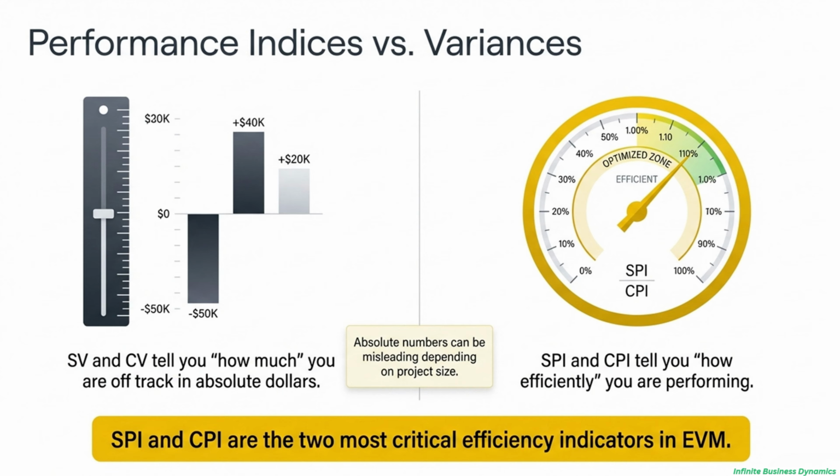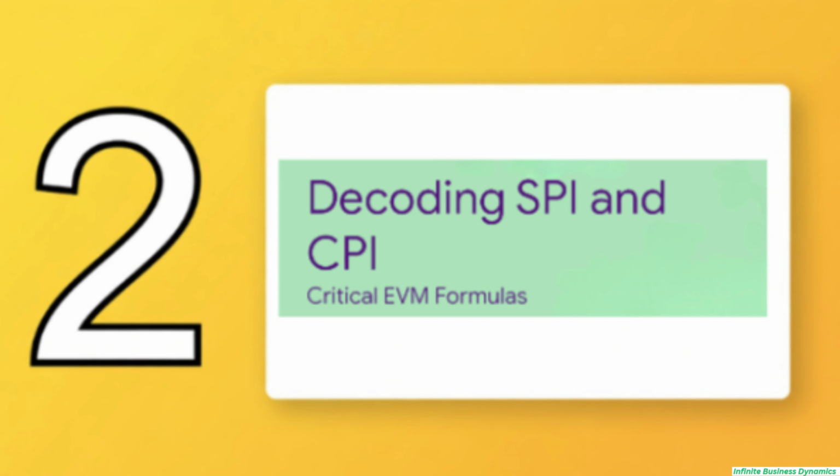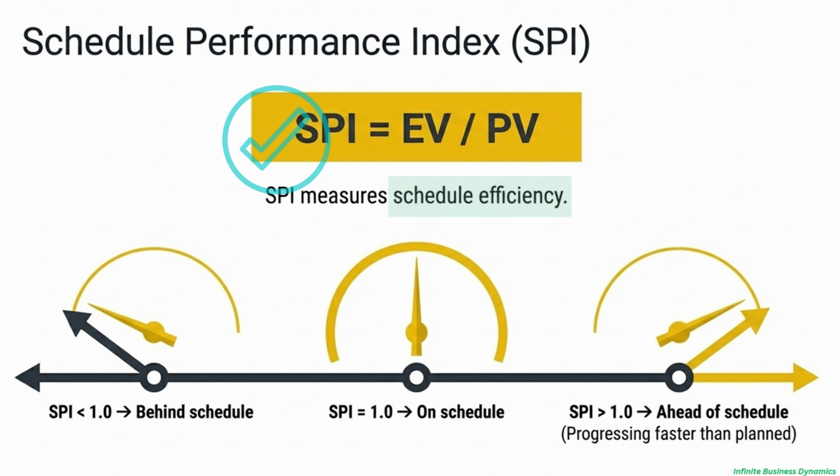All right, now that we understand why we need these, let's get into the what. It's time to meet the 2 heroes of this explainer, the Schedule Performance Index, or SPI, and the Cost Performance Index, or CPI. I'm not kidding when I say these are the engines of earned value management. First up, we've got the Schedule Performance Index, SPI for short. The formula is just your earned value divided by your planned value. So simple. What it tells you is how efficiently you're moving through your schedule.